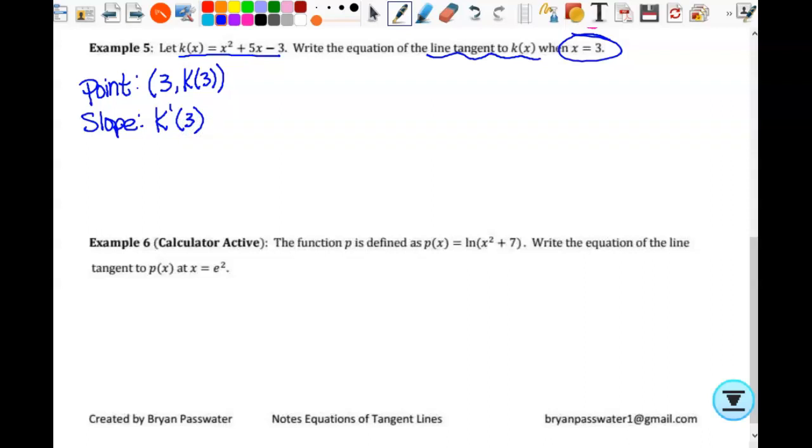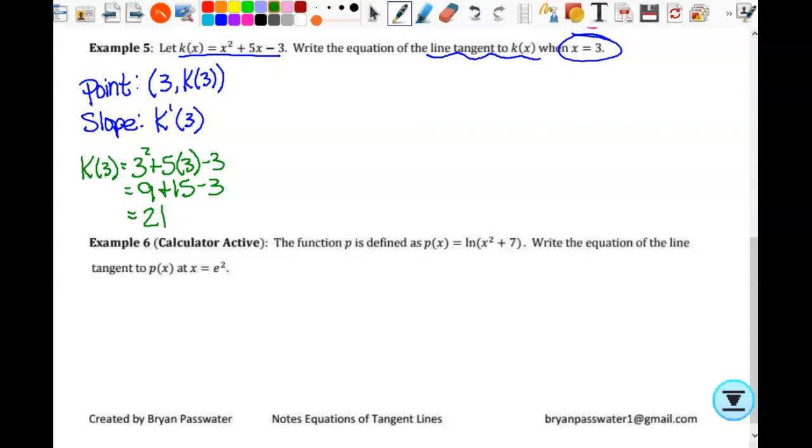All right, so k of 3, see if I can do this correctly this time. K of 3, I would just substitute it into the k, right? So 3 squared plus 5 times 3 minus 3. That gives me 9 plus 15 minus 3, which I believe is 21.